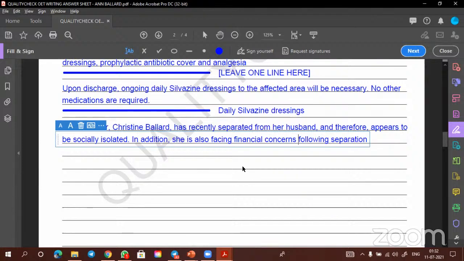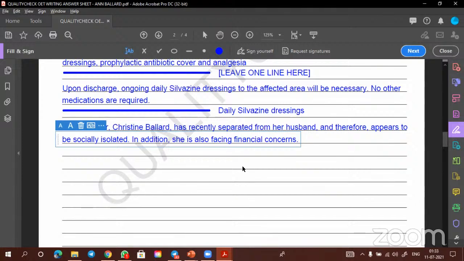Already we said separated from her husband. No need to write it again. So "in addition" means it is adding to the previous one, that is, separated from her husband. She appears to be socially isolated and also facing financial concerns. You can combine these three into one sentence also, because it is linked to the previous sentence. In addition, she is also facing financial concerns.